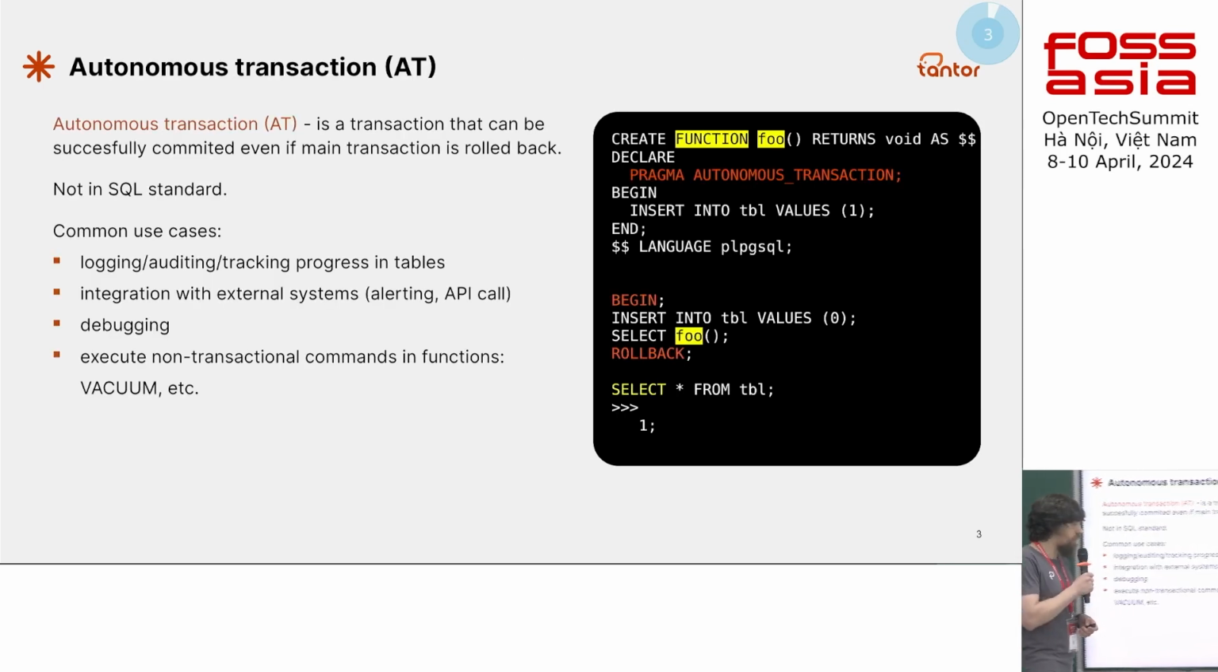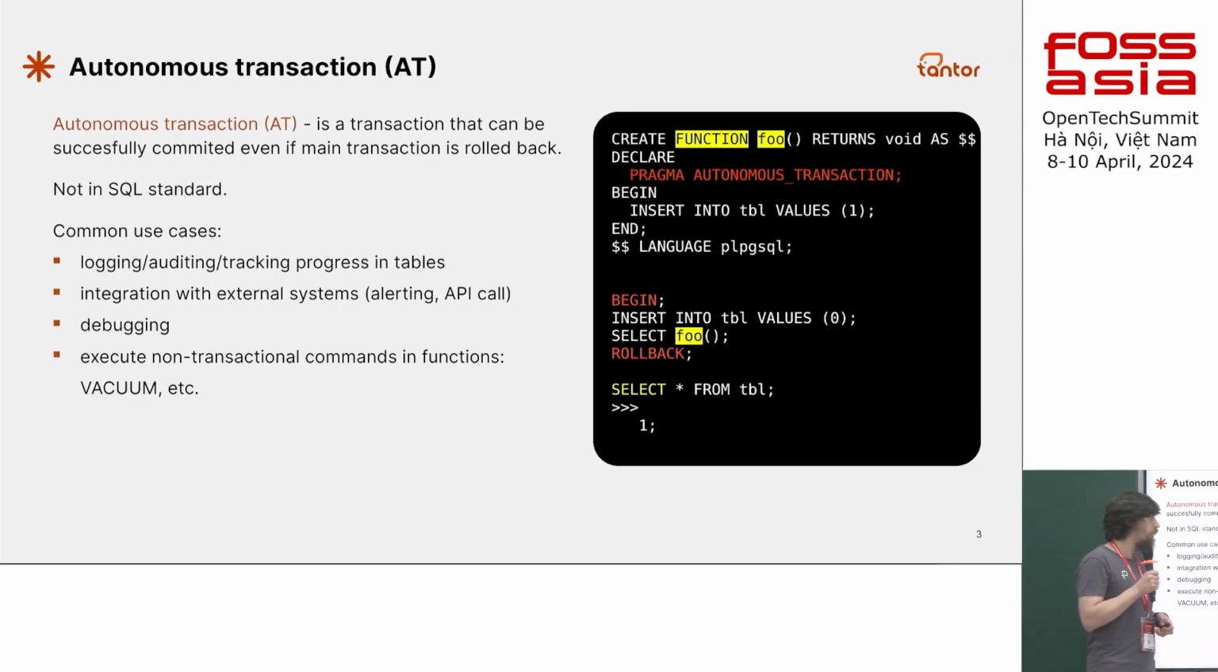Common use cases are logging, auditing, integration with some external API, and debugging. Also, many databases use them, so when we try to convert code from another database to Postgres, we could use such a construction. Also, non-transactional commands may be executed in autonomous functions, like vacuum, create table, and many others.